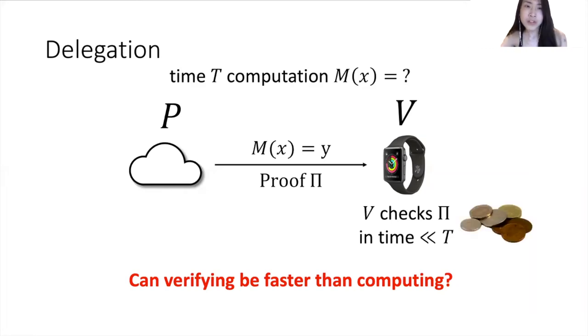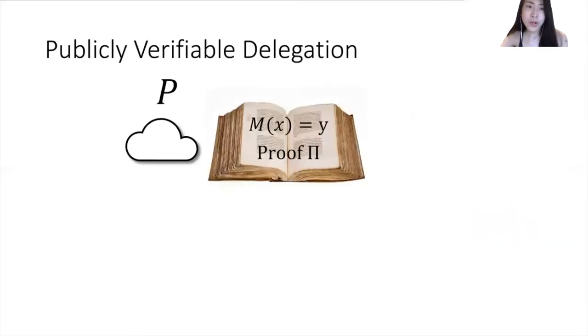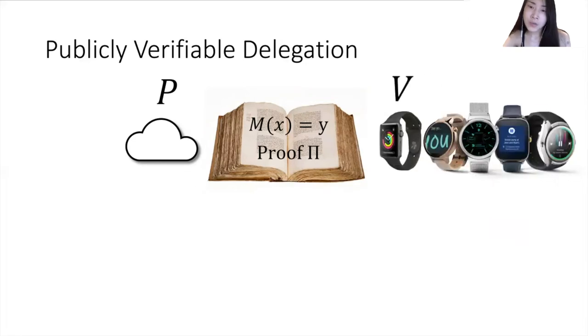In prior constructions of delegation schemes, the verifier needed access to secret trapdoor information in order to check the proof. And what we're after today is a notion of a publicly verifiable delegation scheme, where the prover can write down the statement and proof in a public place, such as in a book or on the internet, and anyone can come and verify the proof without needing any trapdoor information.